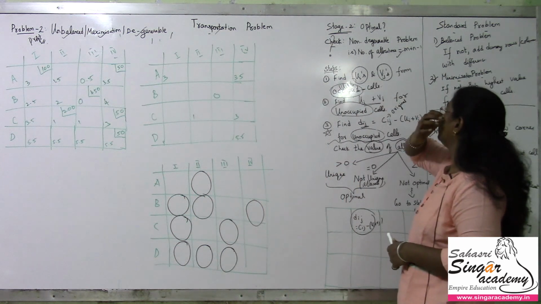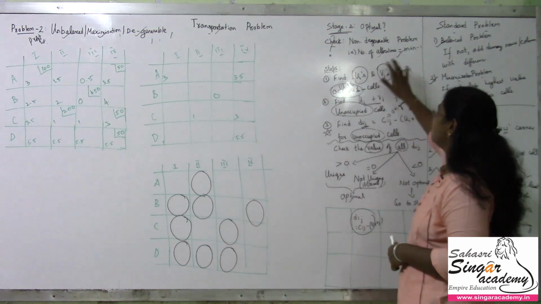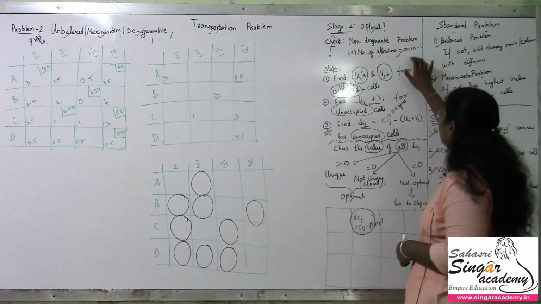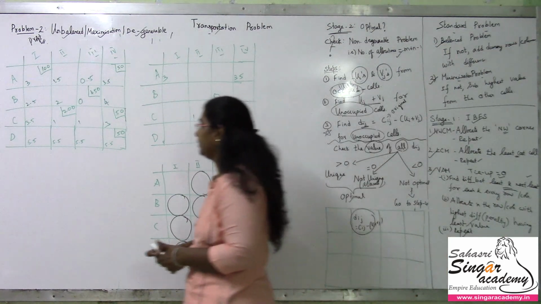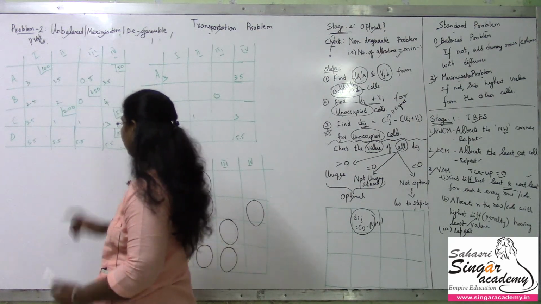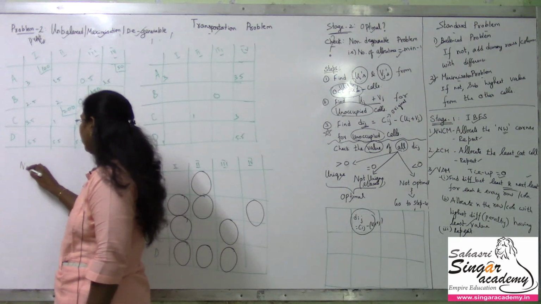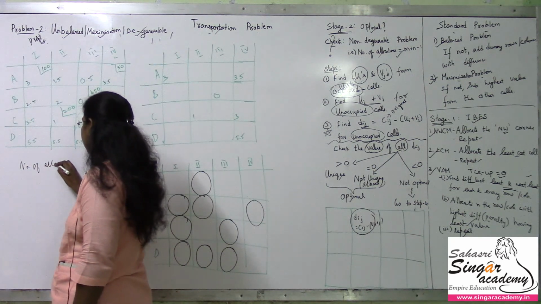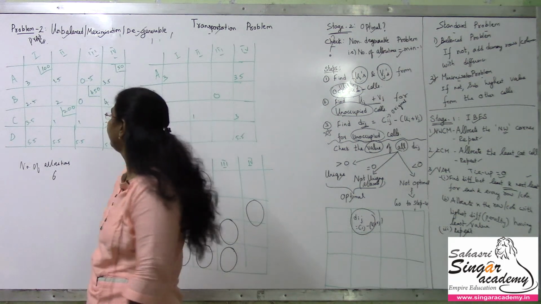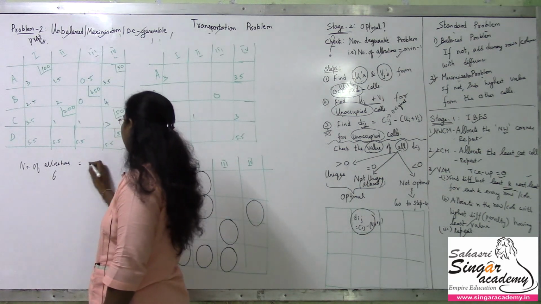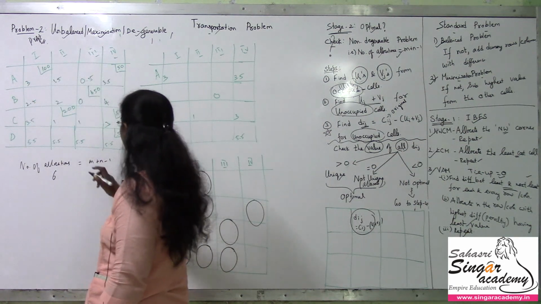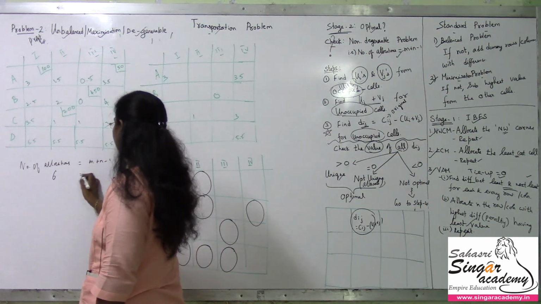My first check for optimality is whether the problem is non-degenerate. We have to check whether the number of allocations matches m plus n minus 1. If you check here, there are 1, 2, 3, 4, 5, 6 allocations in total. So the number of allocations in my problem is 6 cells, right? With m plus n minus 1, it is 4 plus 4, 8, minus 1, which is 7. This value happens to be 7.